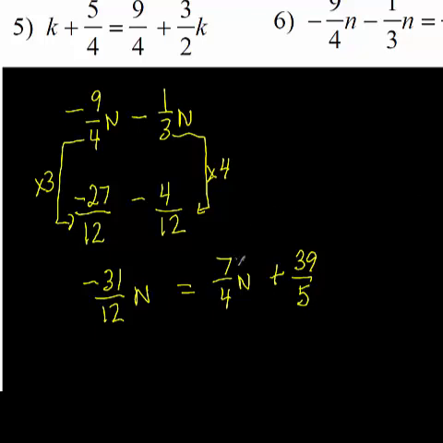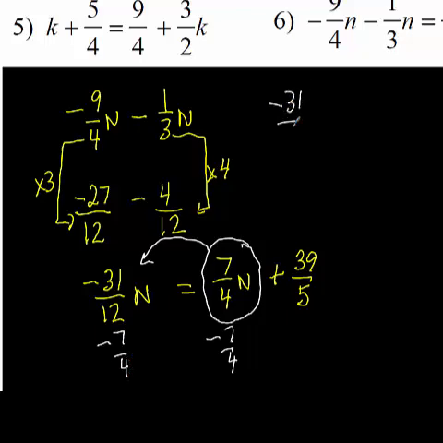Well, we want to do this, so once again, I've got to get my n's together. So I know I have to move this guy over there by subtracting 7/4. So how do I do that? Negative 31 over 12 minus 7 over 4. These are both for n, right? So I'd have to make a common denominator. Well, the common denominator between 12 and 4 is 12.